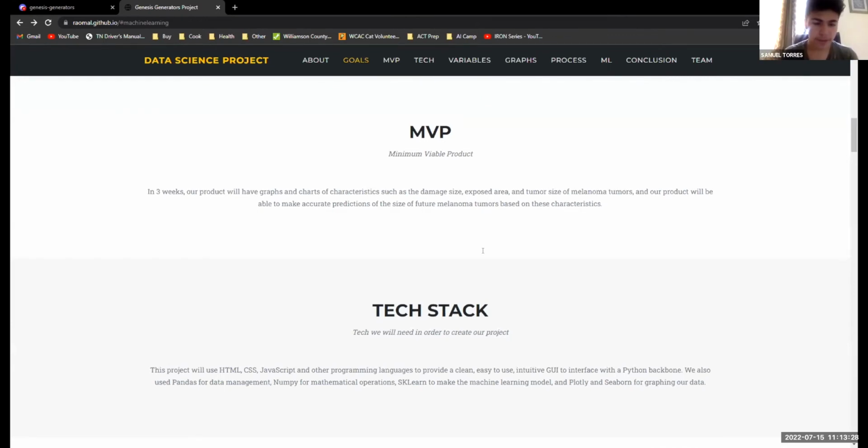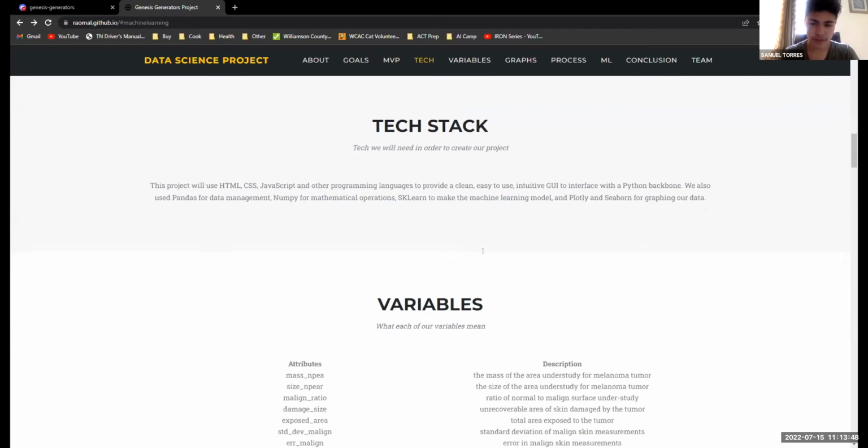Our MVP, or minimum viable product, will have graphs and charts and characteristics such as damage size, exposed area, and the tumor size of melanoma tumors. And our product will be able to make accurate predictions of the size of future melanoma tumors based on these characteristics. So onto the tech stack.